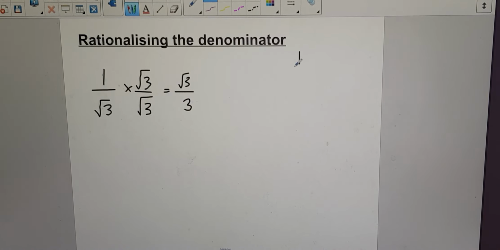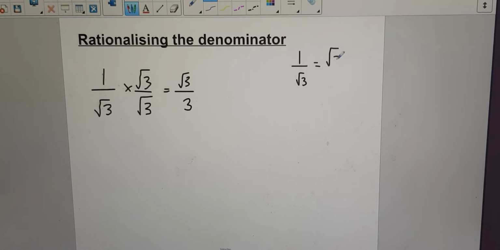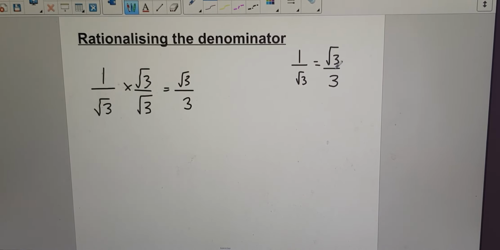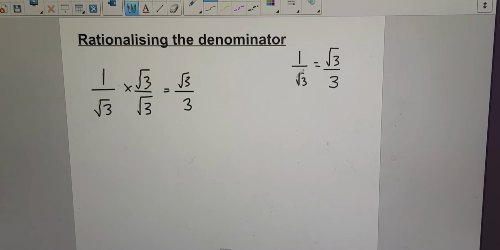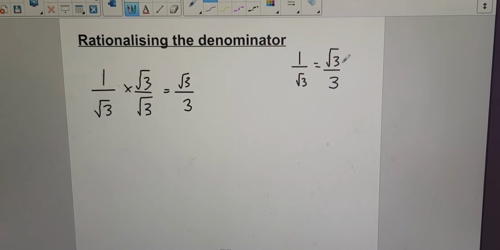Just to be clear, guys, this is exactly the same as this. You can try that by putting it in your calculator. The only difference is that this has an irrational denominator, and in this one I've rationalized the denominator. I don't care that the numerator is irrational. All I'm caring about is rationalizing the denominator. Let's go for another one.